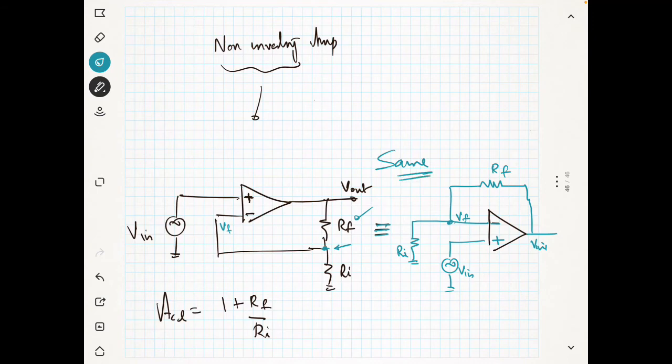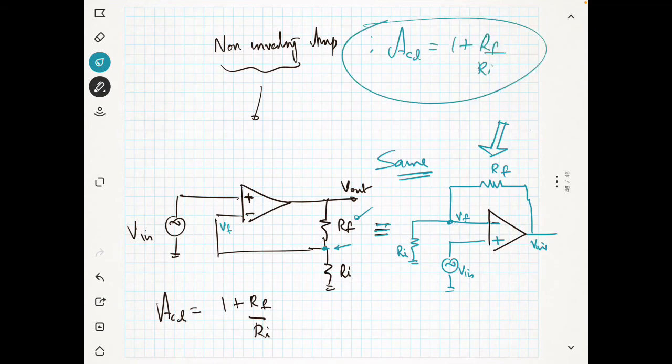Okay, so we will be mainly using this one throughout the course. This is a good method. You can draw the circuit in any way. Now the closed loop gain of this is equal to 1 plus RF by RI. I hope that everybody understood what the non-inverting amplifier is. Now I want to tell you one more thing in this case.